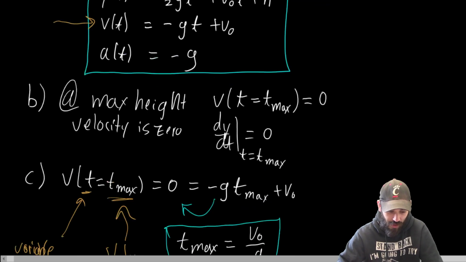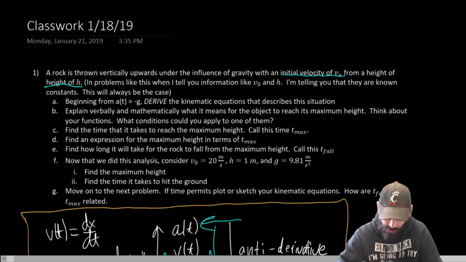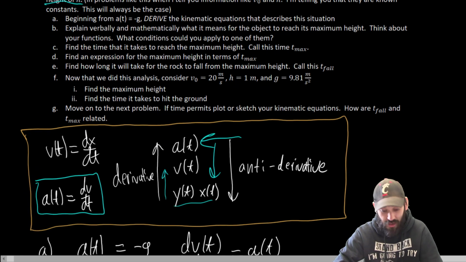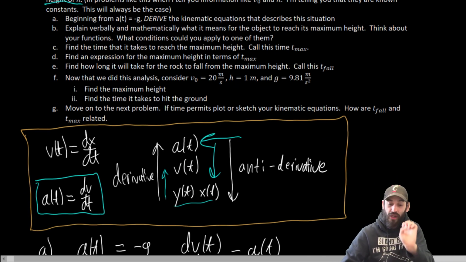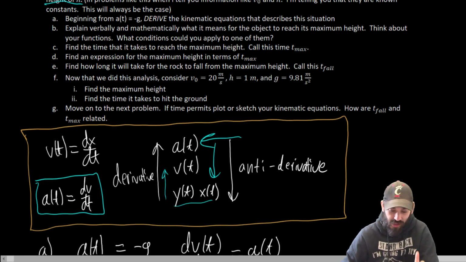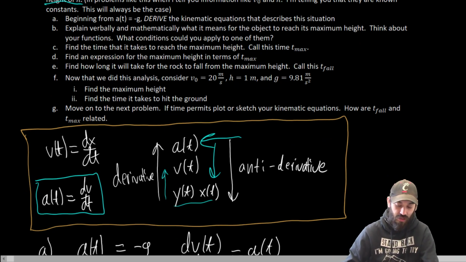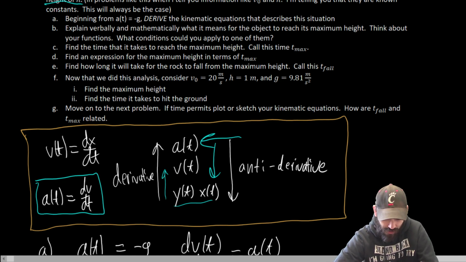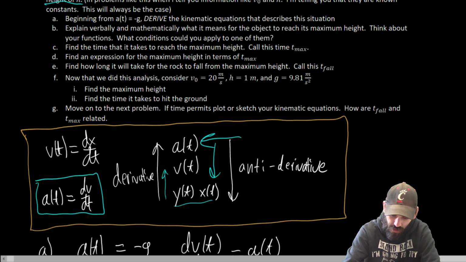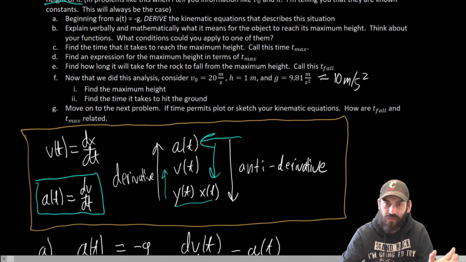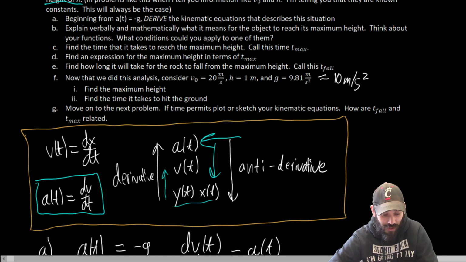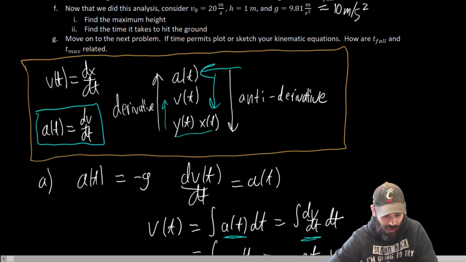Okay, so we found t fall. Now we've done all this analysis, we can plug in some numbers. So we want to find what the maximum height is if the initial velocity is 20 meters per second, the height is 1 meter, and g is equal to 9.81. I'm going to be lazy because I don't want to use a calculator, and I'm going to say that this is equal to 10 meters per second squared, just as an approximation. It'll get you there. We want to find the maximum height and the time that it takes to get to the ground.